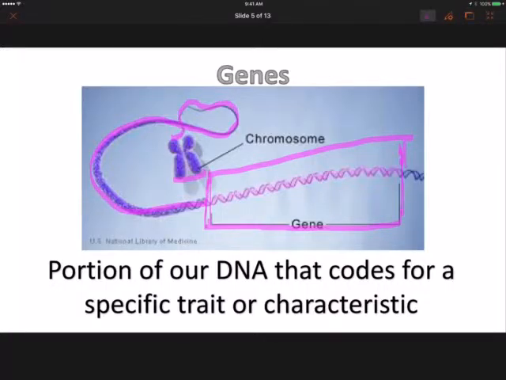One thing that's important to notice is that there's going to be a whole bunch of different genes on this strand of DNA.